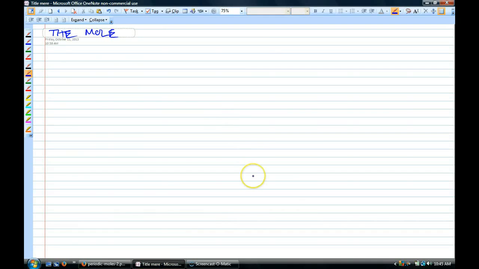Okay, I want to show you a handy tool for doing some mole calculations, and we might be able to call this the mole map. If you put moles in the middle here, this is designed to be a map to organize your thinking when you're approaching mole problems.